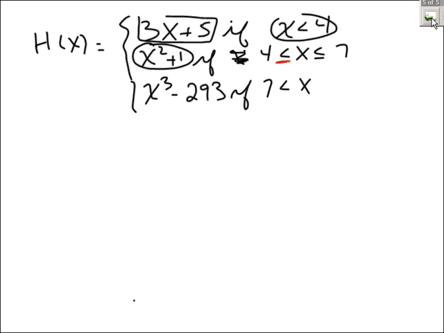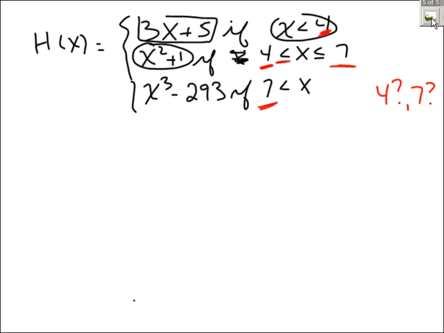Well, where do they link up? The first function stops at 4. The second, or the first part, ends at 4. The second one picks up at 4. Is it continuous at 4? The second function stops at 7. Oh my, the third function picks up at 7. Is it continuous or discontinuous at 7? So 4 and 7 are the points that we're worrying about.